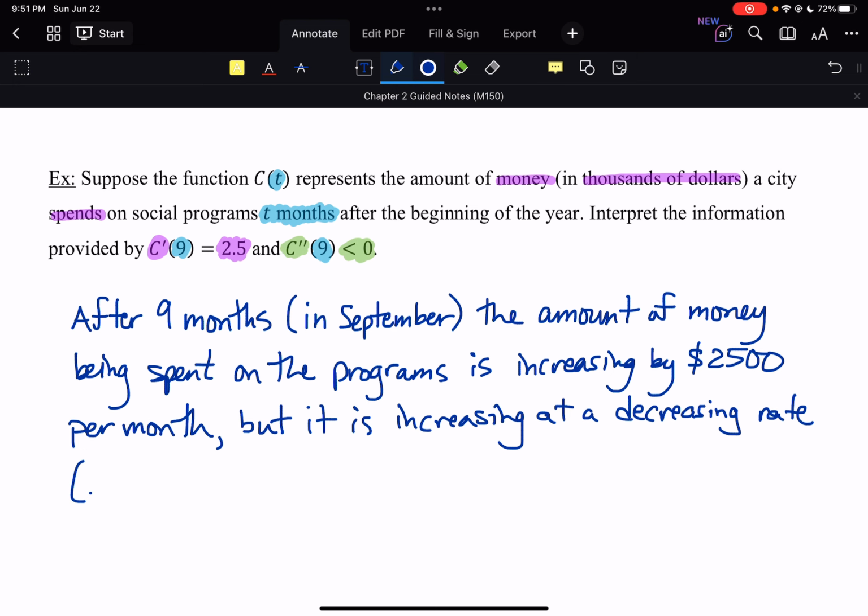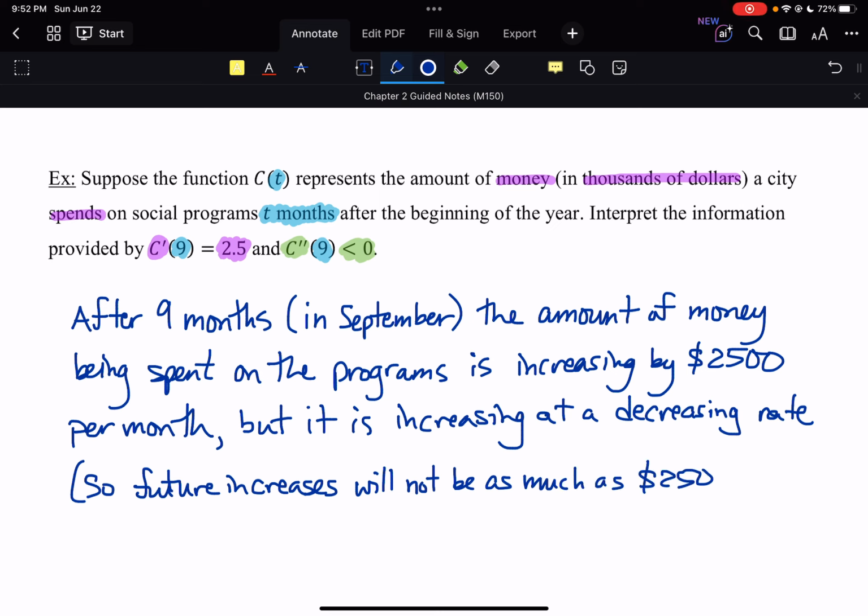So we can say future increases will not be as much as 2,500. Okay. So they're not saying that they're taking funding away. They're not losing money. It's just that the amount that it's increasing by is getting smaller as time goes on, okay, as the months pass.